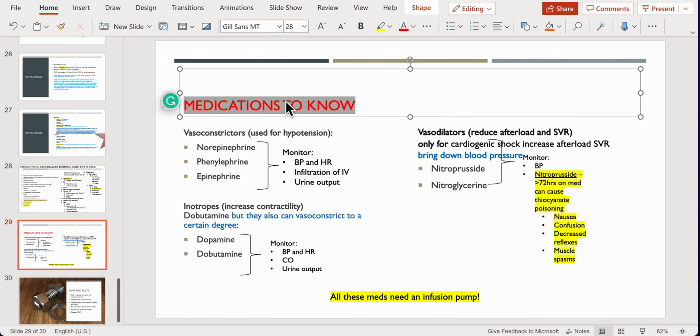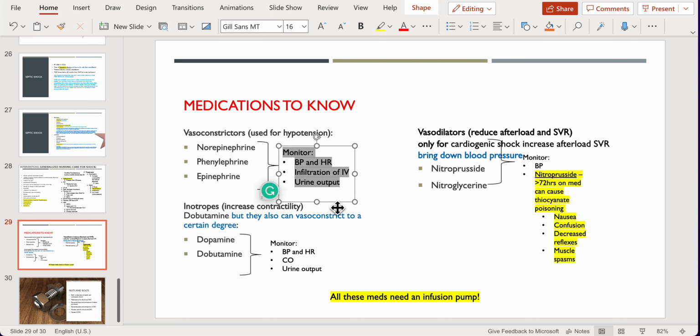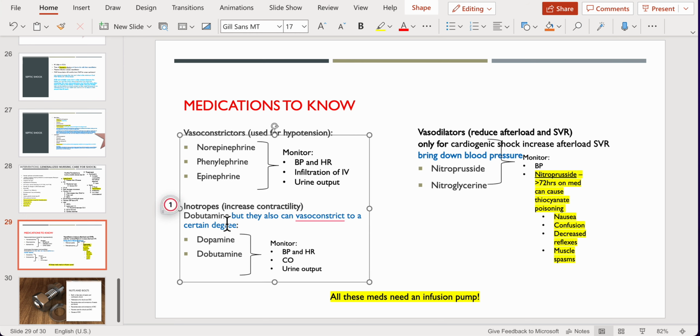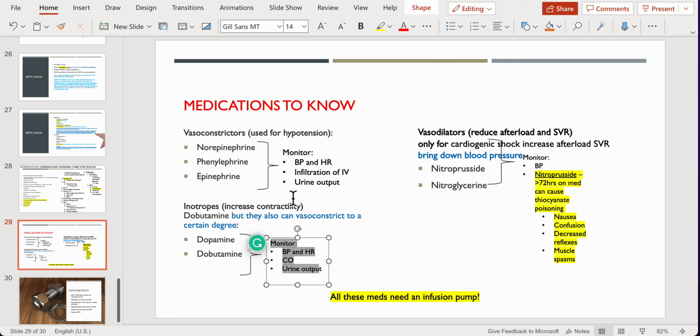Medications to know: Vasoconstrictors, used for hypotension. Norepinephrine, phenylephrine, epinephrine. Monitor BP and HR, infiltration of IV, urine output. Inotropes increase contractility, like dobutamine, but they also can vasoconstrict to a certain degree. Dopamine, dobutamine. Monitor BP and HR, CO, urine output.